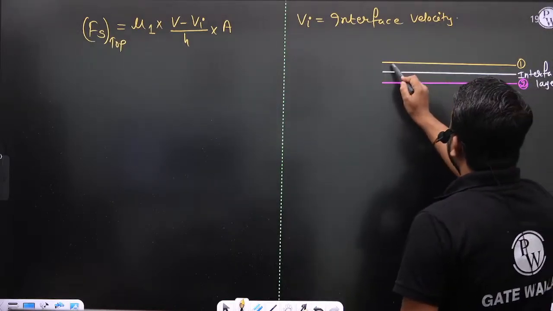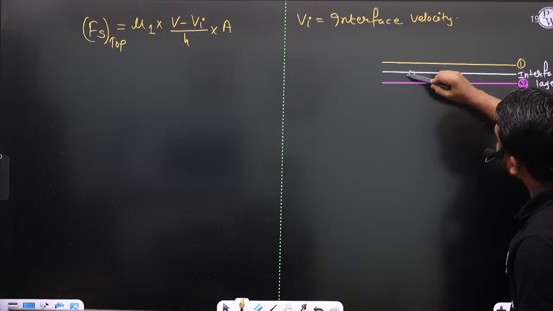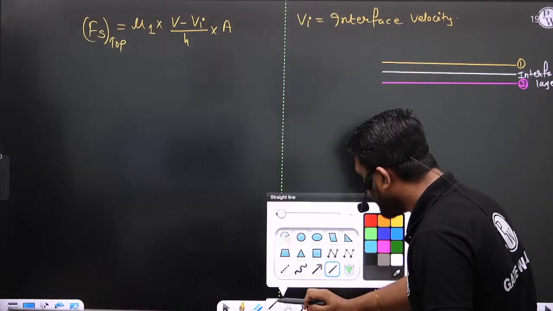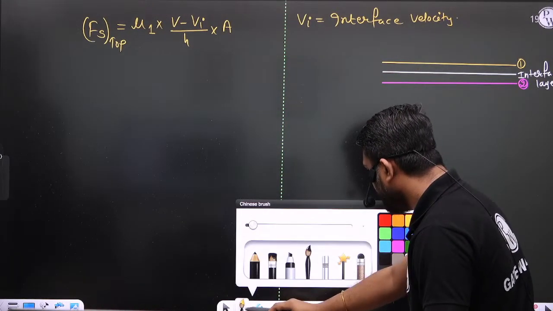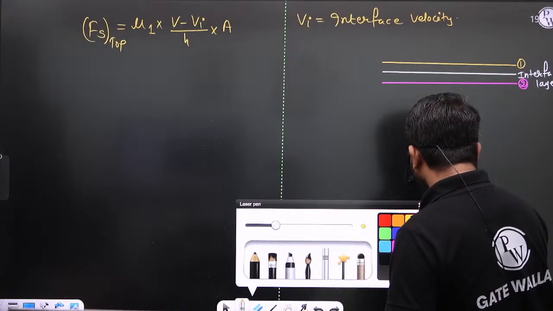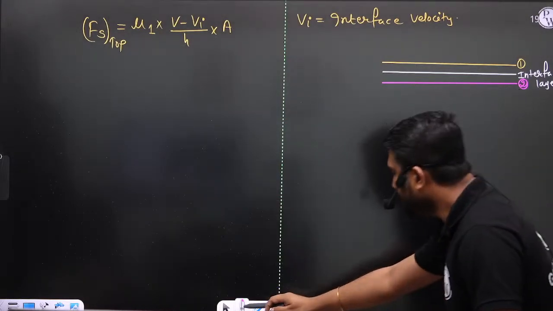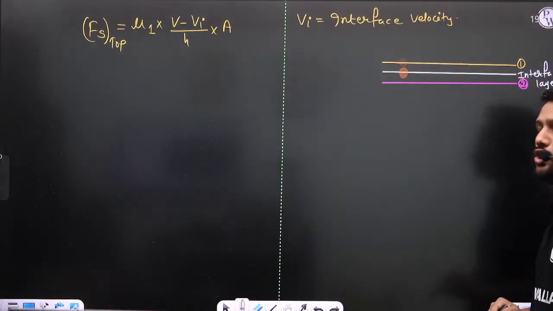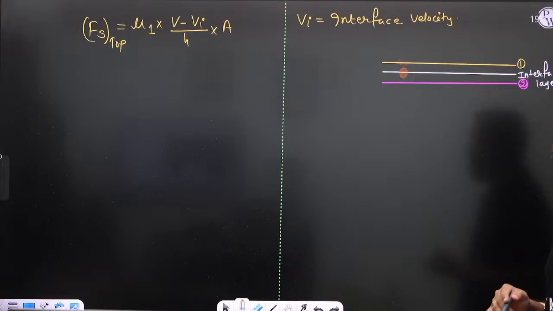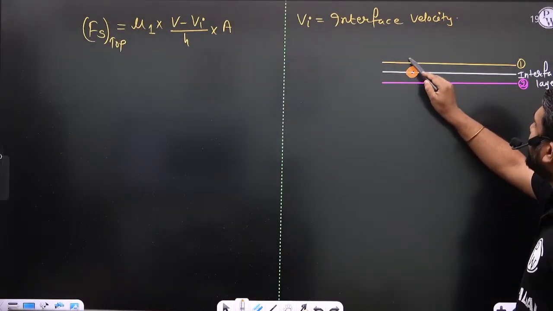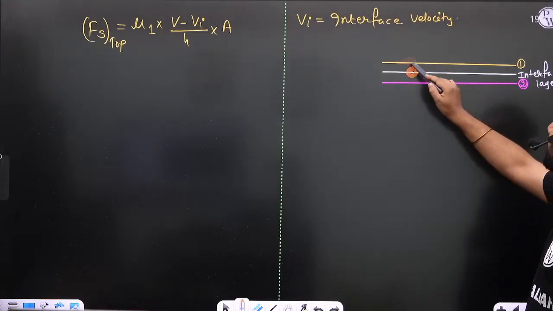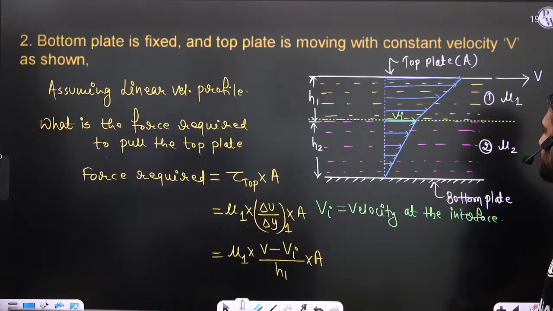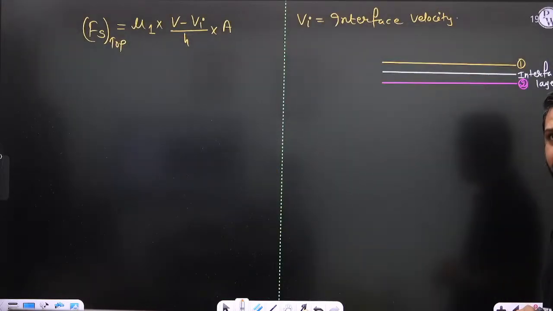Now beta, see, if you see this layer and this layer, please try to understand that this is a very, very conceptual part. If you consider this layer and this layer, obviously the layer number 1 has more velocity as compared to the interface layer.